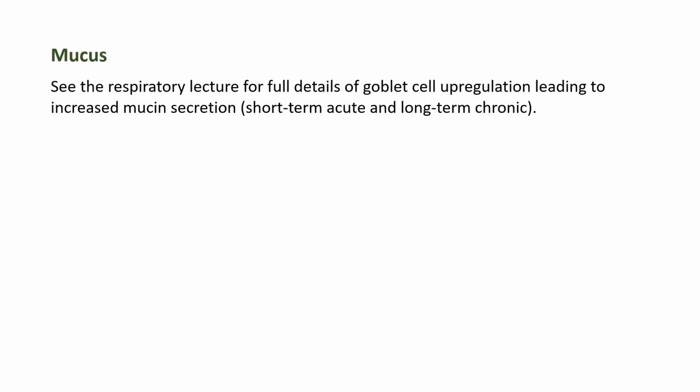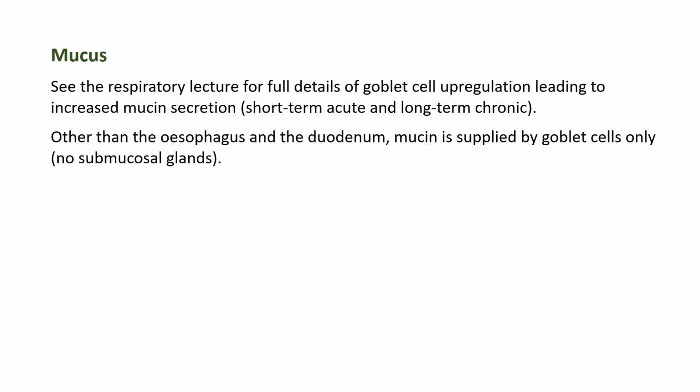Okay, so I'm not going to talk too much about mucus because we covered a lot about its secretion and its upregulation in respiratory. So you need to go back to that, and then it applies in the same case, but of course we don't have submucosal glands, we're just talking goblet cells. So have a look at the respiratory lecture for the full details of goblet cell upregulation. This, of course, gives us increased mucin secretion, so it's going to make the mucus stickier.